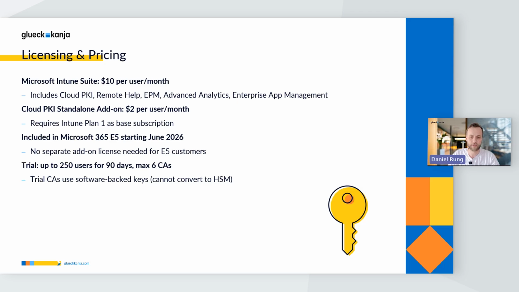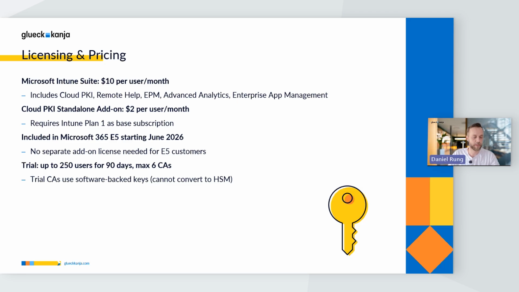And especially here, if you start with the trial, this will only be software-backed keys. And in the normal license, there will be hardware-backed keys. They cannot be migrated. So in the trial, you just test, pilot, whatever. And after that, if you want to go into production, you need to create them new.